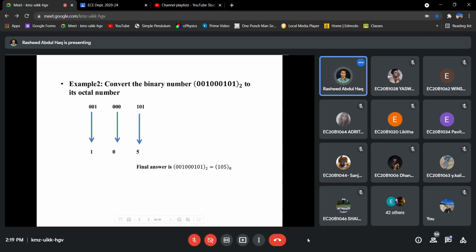Are you able to follow? Yes, sir. Okay, so what example was that? If 1 followed by 9 zeros, then the octal number will be 1 followed by 3 zeros. Understood? If you have any doubt, please ask.